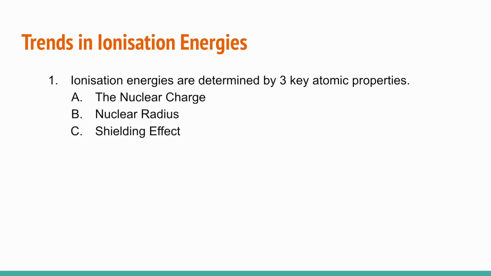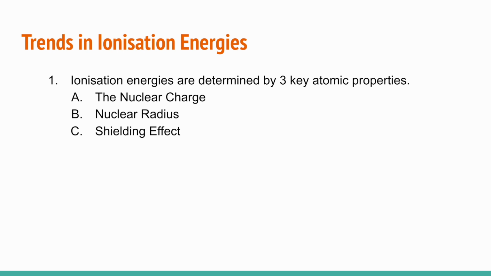So when discussing trends in ionization energies, they are determined by 3 key atomic properties, and these should always be referenced in any answer you give trying to explain trends in ionization energies. The first is the size of the positive nuclear charge. As the positive nuclear charge increases, the attraction of the outermost electron increases, and this therefore increases the ionization energy.